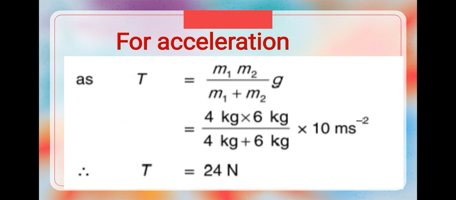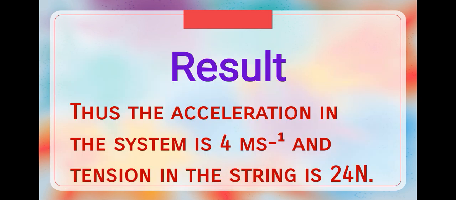Now, for tension, we have T is equal to m1 m2 g divided by (m1 plus m2), which is 4 kg into 6 kg into 10 divided by 4 kg plus 6 kg. Multiplying, we get the tension T is equal to 24 Newton. At the last, we write the result: thus, the acceleration in the system is 4 m/s² and the tension in the string is 24 Newton.